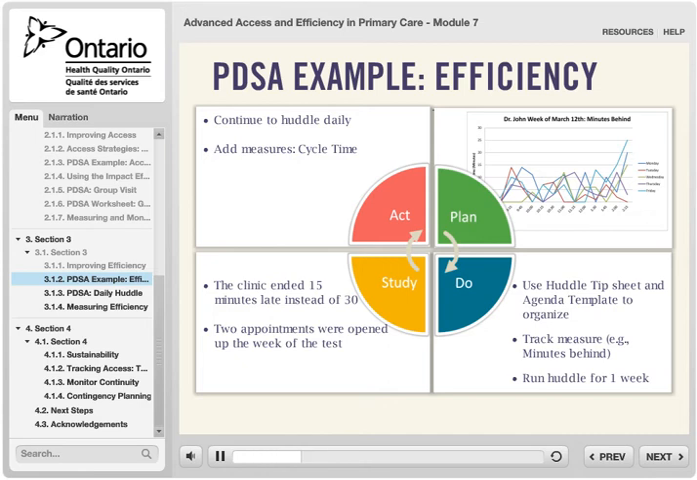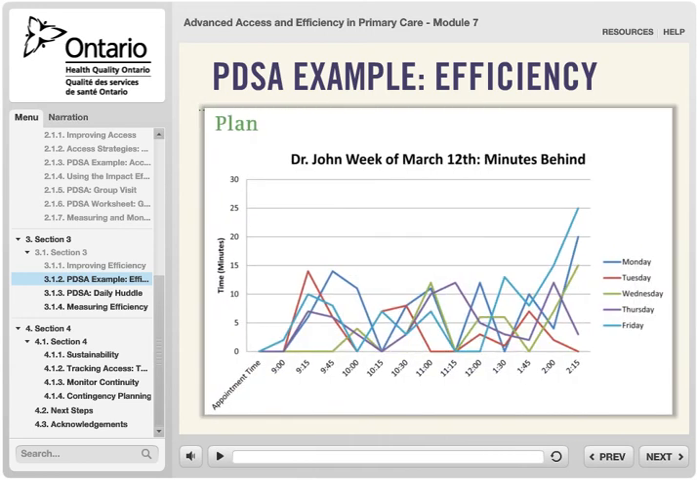Dr. John and his team have been working on reducing their third next available appointment and managed to get it down to 2 days. Despite starting on time, by 10 a.m. they were often behind and had a number of no-shows that disrupted the flow of the day. The team recognized they needed to improve communication and better prepare for their day.